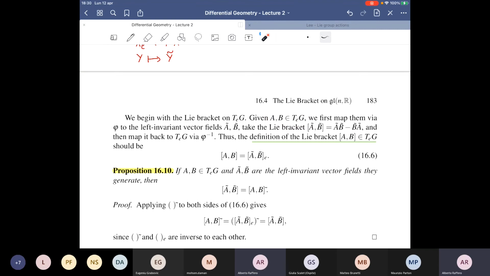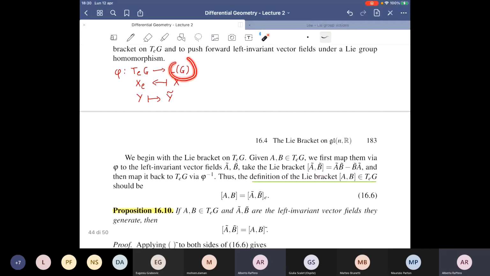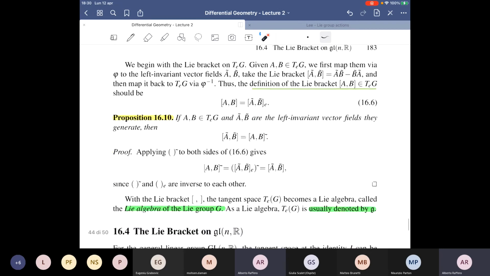So the idea is that if you have two tangent vectors to G at the identity, then you will obtain two left invariant vector fields, A twiddle and B twiddle. You can compute the bracket, and so here we are moving in this side, and then you use this map to go back to the tangent space to G at the identity. So you define the bracket between two tangent vectors to G at the identity just as the bracket of the corresponding left invariant vector fields evaluated at the identity of the group.